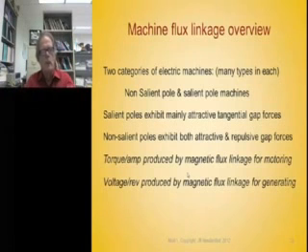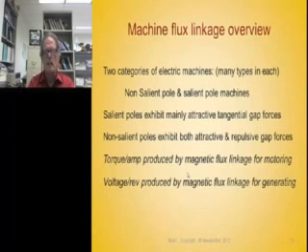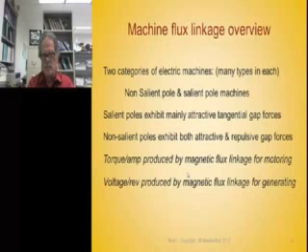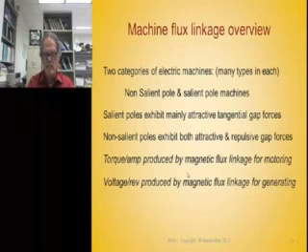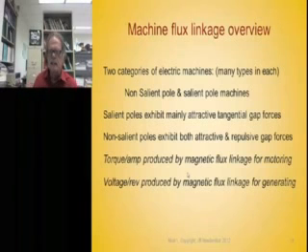Now, salient pole machines exhibit an attractive tangential force in the air gap between the rotor and the stator. And we'll look and see what that really means pictorially later. Non-salient pole machines exhibit an attractive tangential gap force also, but they also produce a repulsive gap force.